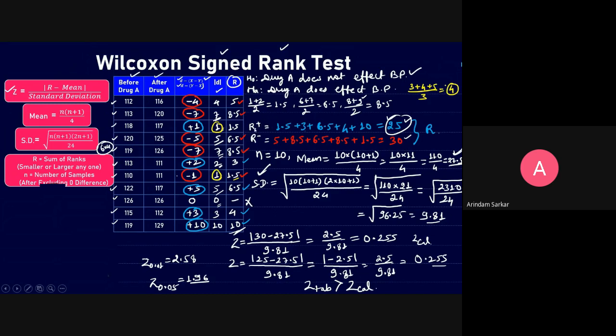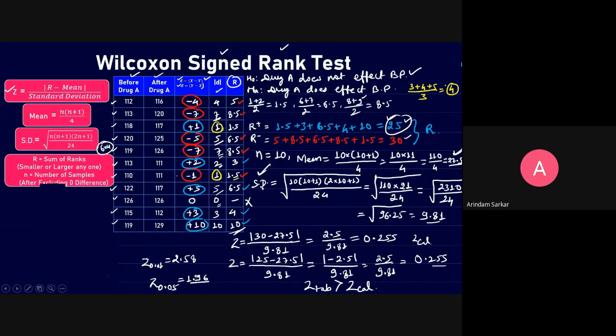Then R positive, what does it mean? It means the ranks corresponding to negative numbers. Look at here, for this rank 5, there is a negative number, -4. So we will add all the positive D values for the positive ranks, and all the negative D values for the negative ranks. We'll get R plus and R minus, right?